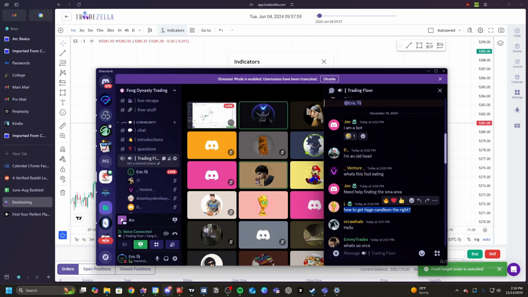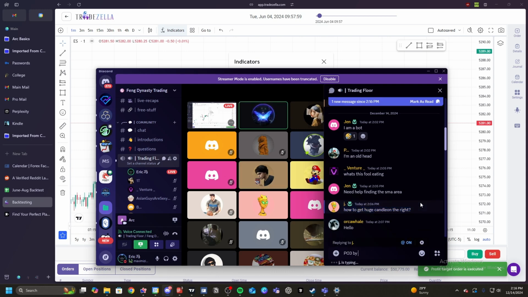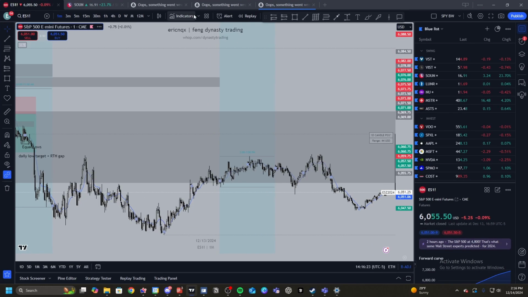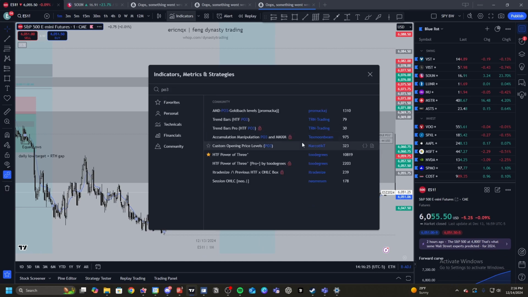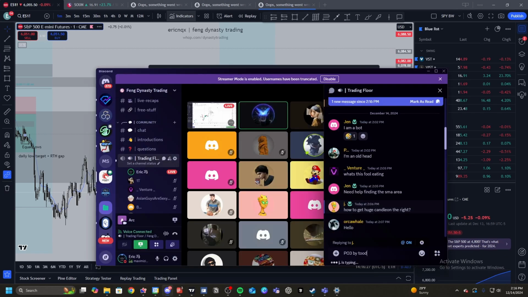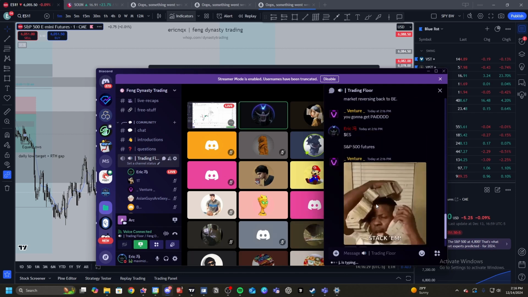How do I get the huge candle on the right? Look up PO3 by, let me see who that's by actually. That's basically the daily candle.